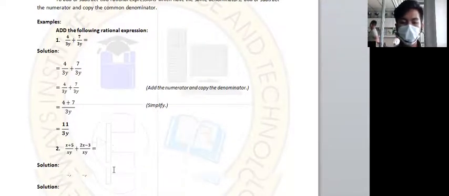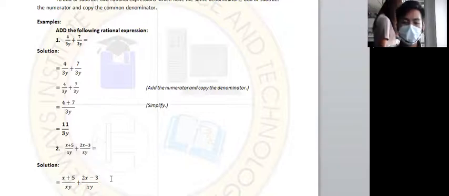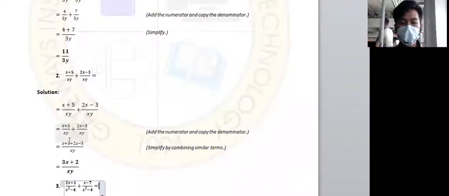So for example number 2 we have x plus 5 over xy plus 2x minus 3 over xy. So parehas pa tayo ng denominator, hindi na po natin siya papakialaman or gagalawin. So for our solution, x plus 5 over xy plus 2x minus 3 over xy. So pagsamahin po natin yung numerator po natin, then copy the denominator xy. So x plus 5 plus 2x minus 3 over xy.